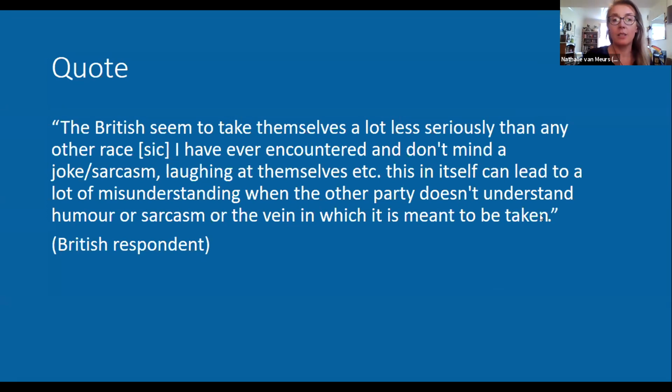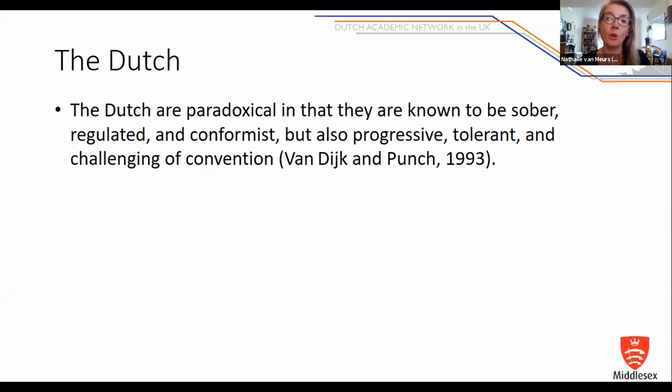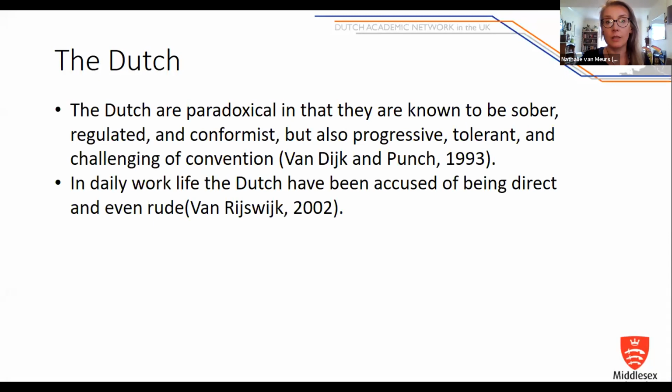So let's now look at the Dutch. The Dutch are also paradoxical, interestingly, in that they are known to be sober, regulated, and conformist, but also progressive, tolerant, and challenging of convention. Now, there is a saying in the Netherlands, or at least an observation about the Netherlands, that Amsterdam is a liberal city in a conservative country. So are we actually looking here at maybe a rural and urban difference?